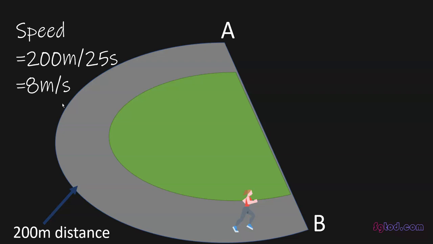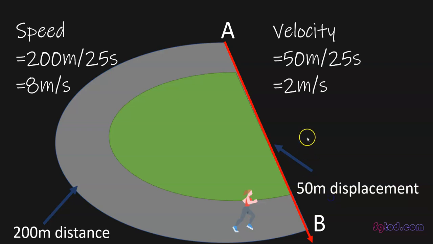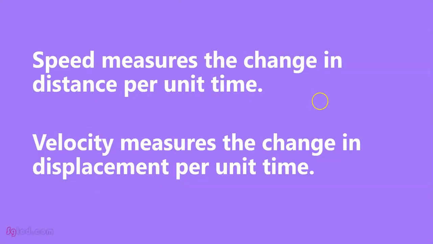However, with a displacement of 50 meters, her velocity is 50 meters divided by 25 seconds, which is 2 meters per second. From this example, we can see clearly that speed measures the change in distance per unit time, whereas velocity measures the change in displacement per unit time. If the speed of an object changes, its velocity changes. However, note that when the speed remains constant, its velocity may not be constant if there is a change in direction.